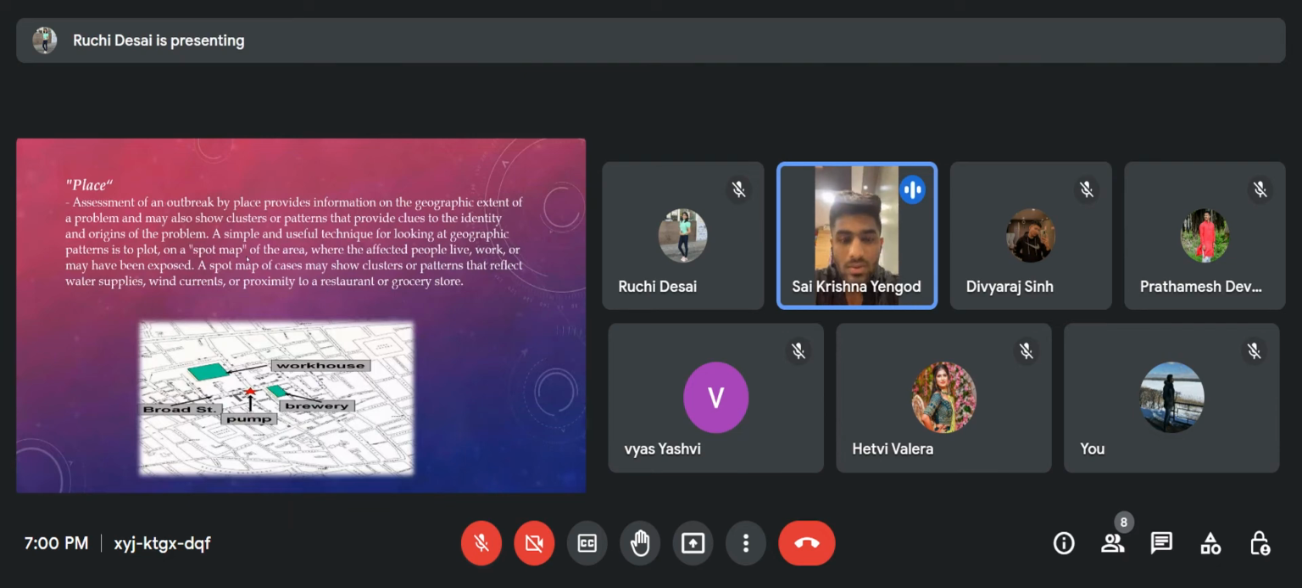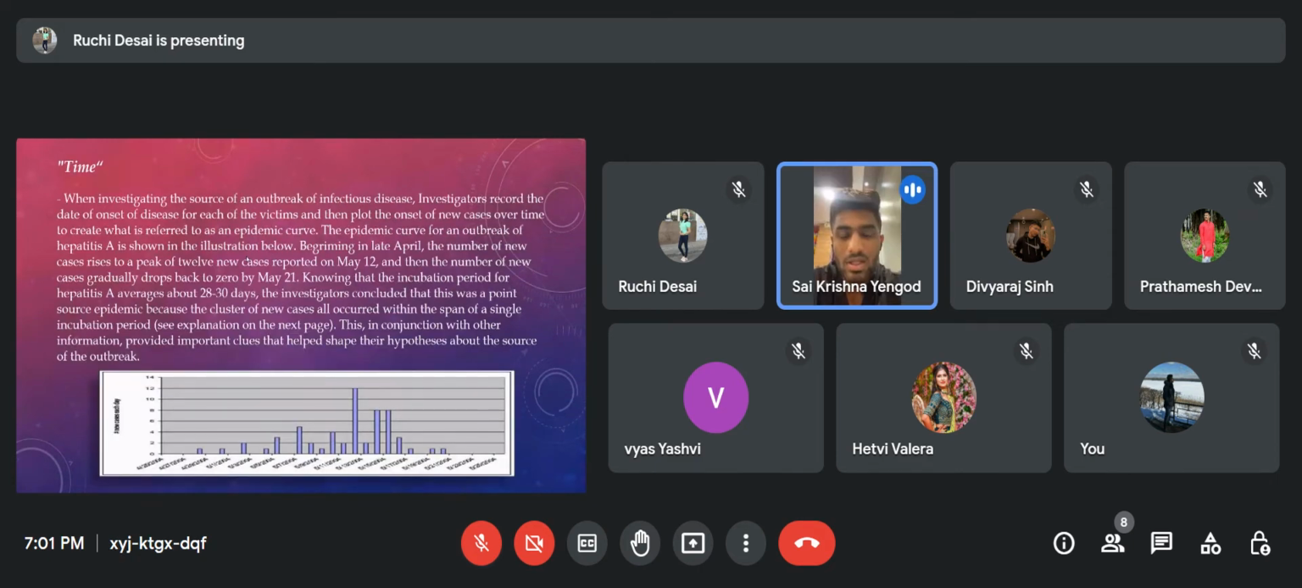Time is important in investigating the source of an outbreak of infectious disease. Investigators record the date of the onset of disease for each case and then plot the onset of new cases over time to create what is referred to as an epidemic curve. An epidemic curve for an outbreak of hepatitis A is shown in the illustration below.